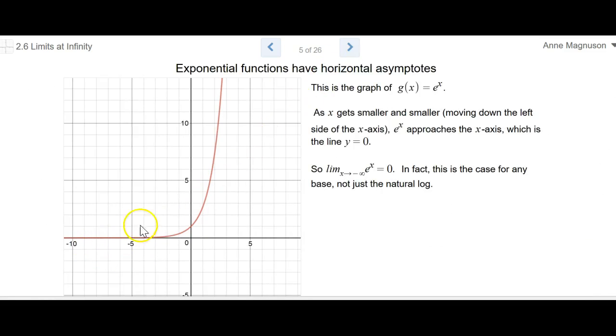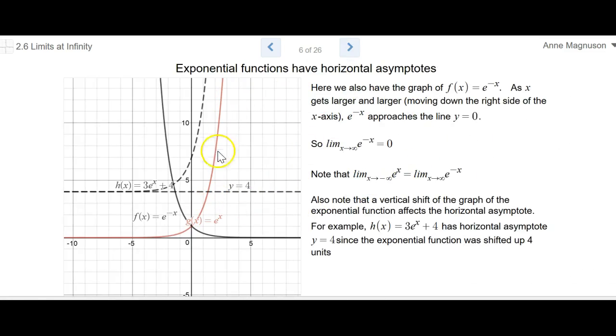You have seen horizontal asymptotes before when you've studied exponential functions in the past. So this is the graph of e to the x. Notice that as we travel down along the negative x-axis, this function is skimming along the x-axis, so again y equals 0.